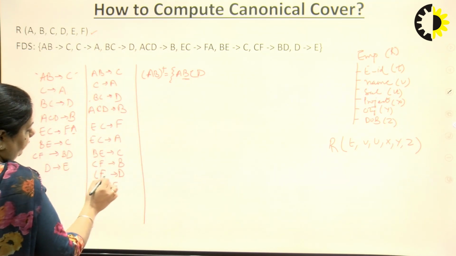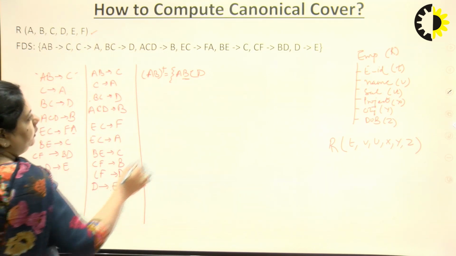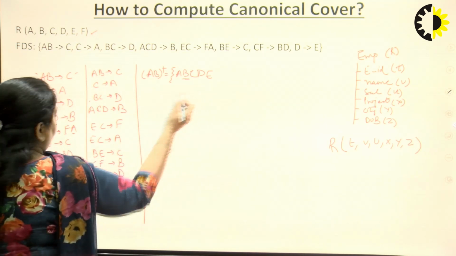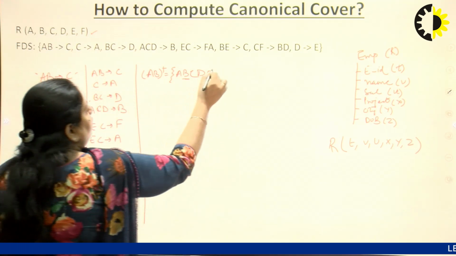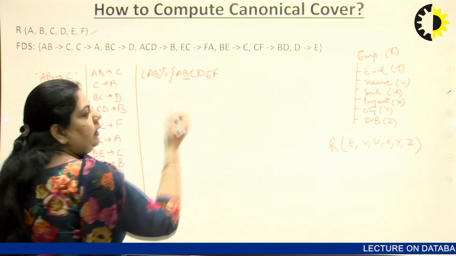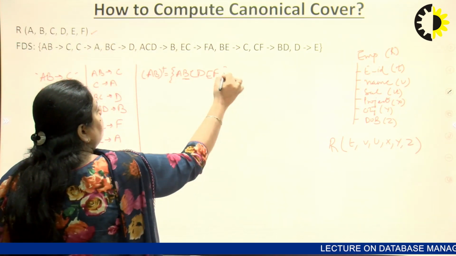Now again from D we can find out E. Now from BE nothing. From EC we can find out F. Now see, all the attributes of the relation we have found out. So this one is complete.